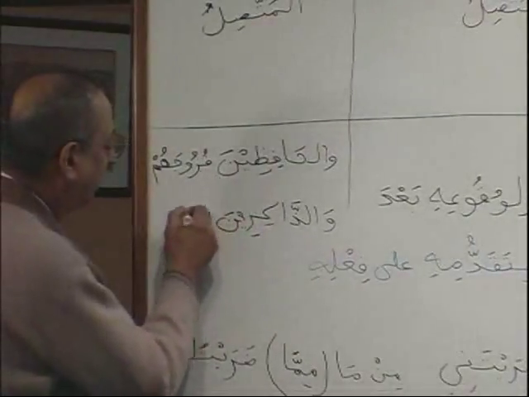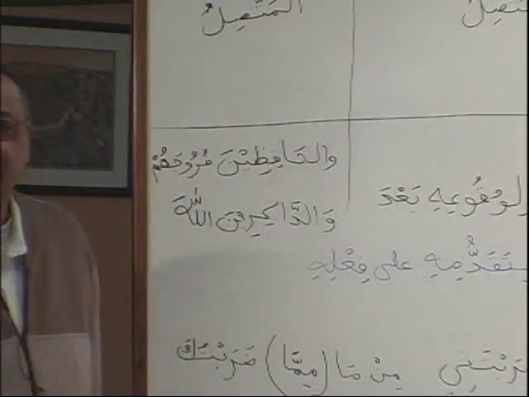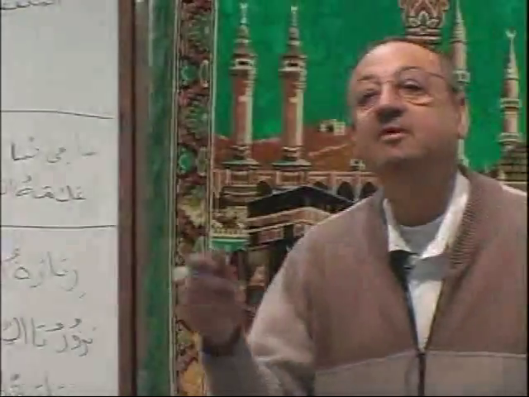Wa zakirina Allah. Brother, why Allah? I don't see any verb there. So this is mafulun bihi for the ism fa'il. This is a beautiful, beautiful verse, brothers and sisters.